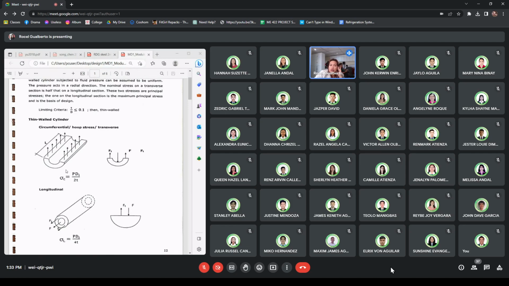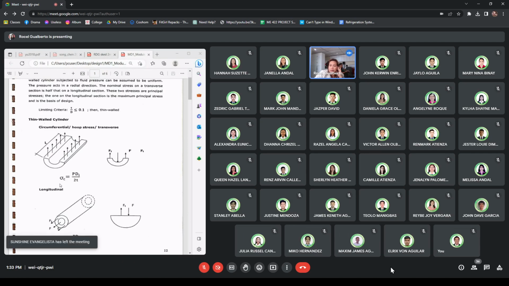So here, ito pong dalawa na ito are the two induced stresses on the cylinder. This one po is your circumferential stress, and then this one is the longitudinal stress. So you imagine here yung cylinder natin, and then you cut it crosswise, along the circumference. Yung circumference po yung kinat natin, so you come up with the exposed area.